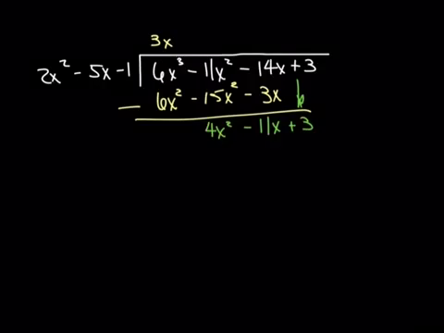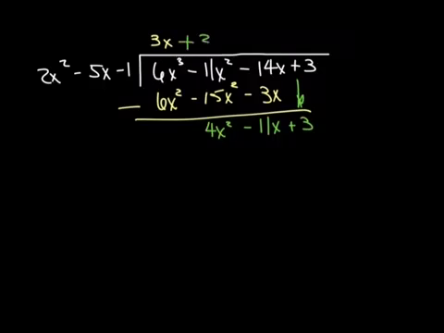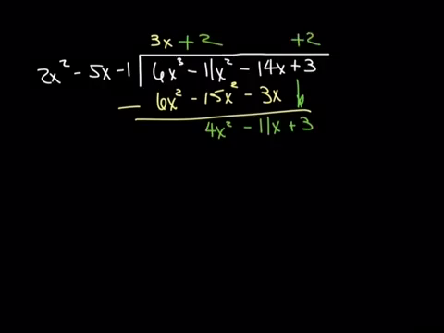So where do I put that 2? Well, it doesn't really matter, I'm just going to put it right here. It doesn't really matter on the top. Some people like putting it over here above the 3, but I don't really care. So 2 times 2x squared, 2 times negative 5x, 2 times negative 1 is that.